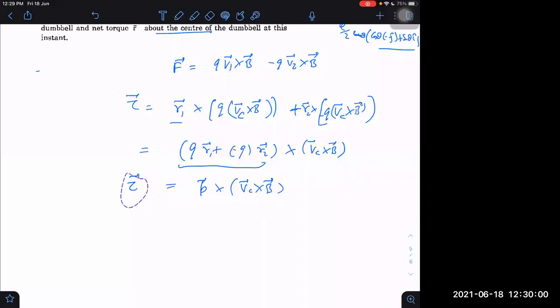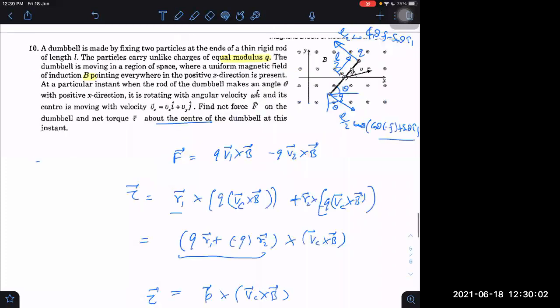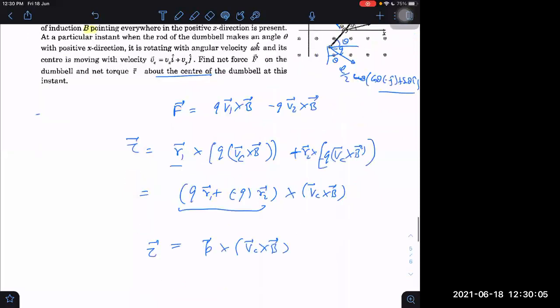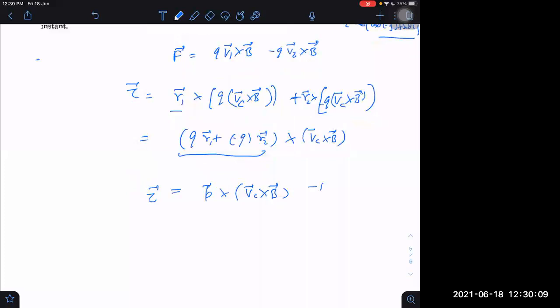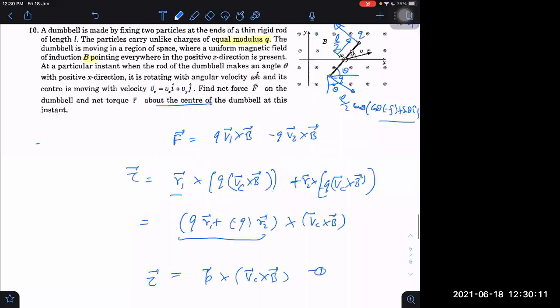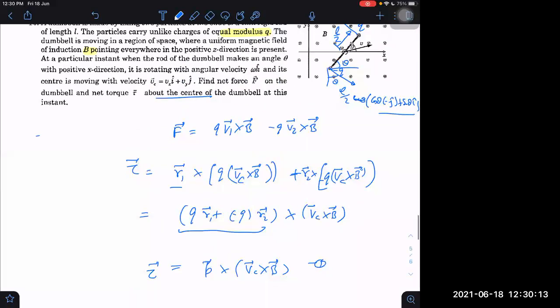Extremely simple. Can we get it now? This is the answer in vector form. If you want to convert it into scalar, now you can convert it easily. You know what the dipole moment direction is? Dipole moment direction is this. What is angle theta? Then I can multiply this by cos theta i cap plus sin theta j cap. VC is also given to us. So we can get VC cross B. It will not be tough.